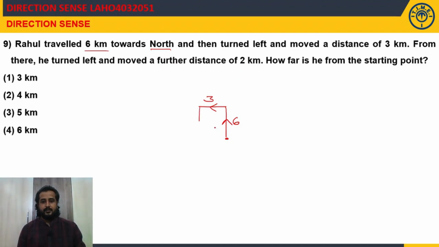It is 6 kilometers, so definitely it ends before this. So 2 kilometers. How far is he from the starting point? Far is nothing but distance. Again, starting point, let's say it is point A and it is point B. So they are asking the distance between points A and B. So let's form a right angle triangle. Now let's draw it separately.